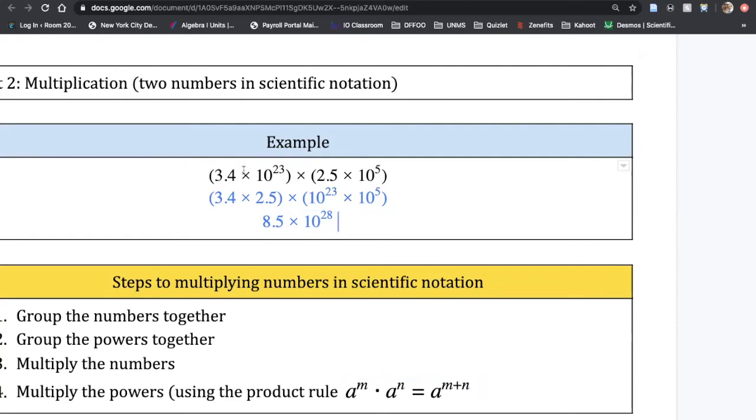So again, what I did here is I multiplied the number parts together, so 3.4 times 2.5. I multiplied the power parts, the pieces with the exponents, together, which just requires adding the exponents, and then I just stick them together with the multiplication sign. Now I have a number in scientific notation, okay?